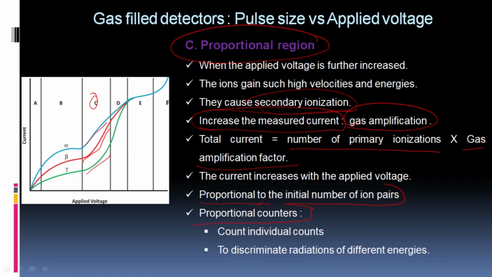This is a very important equipment. It is a radiation detector, or radiation measuring system, which counts individual events, because we get a sufficiently high level of pulse signal, and this is also used to discriminate radiations of different energies. It means we can separate one energy from another by using this proportional counter.